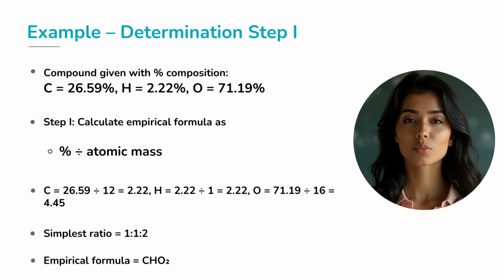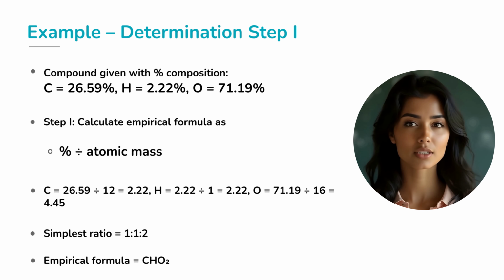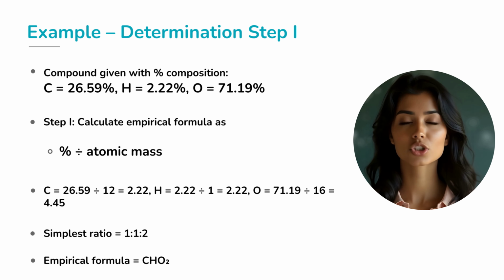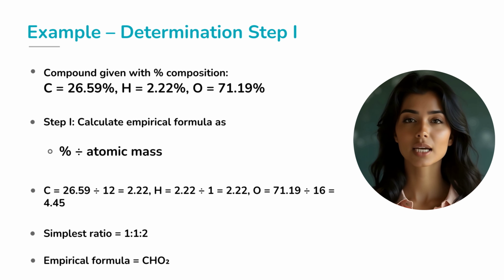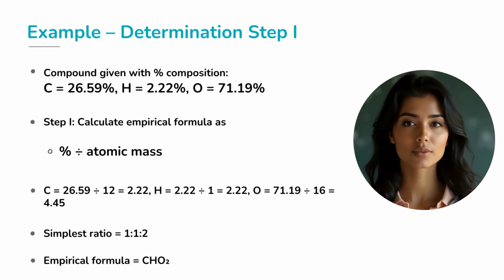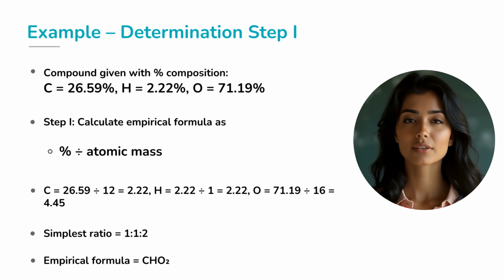We are given a compound with the following percentage composition: carbon 26.59%, hydrogen 2.22%, and oxygen 71.19%. Step 1 is to calculate the empirical formula. We divide each percentage by its atomic mass. Carbon: 26.59 divided by 12 gives 2.22. Hydrogen: 2.22 divided by 1 is 2.22. Oxygen: 71.19 divided by 16 is 4.45. That gives a ratio of 1 to 1 to 2. Hence, the empirical formula is CHO₂.